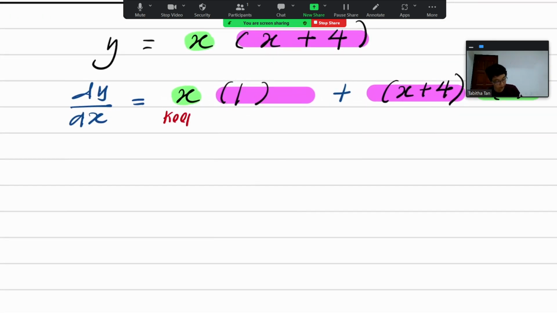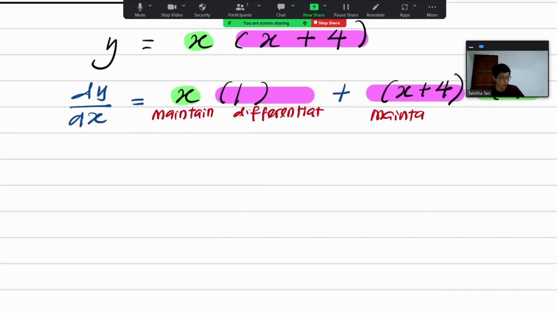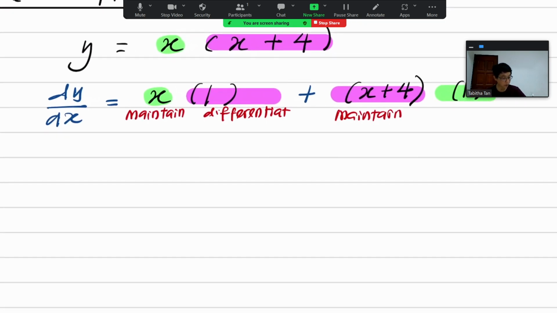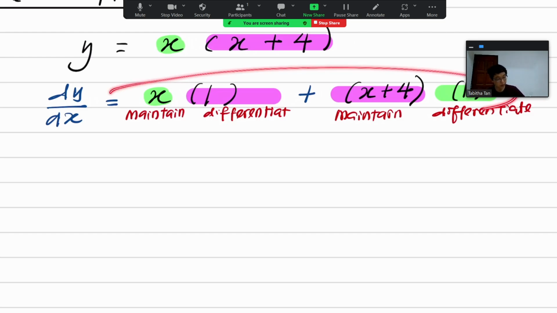Okay, so I just note down here, for some of us who may want to remember them: keep or maintain. Let me just use the word maintain. In other words, you just copy the original, maintain, and then you come here to differentiate the purple, and then you maintain the purple, and now you differentiate the green. So in other words, it is the idea of taking turns to differentiate and taking turns to be kept, maintained the same.